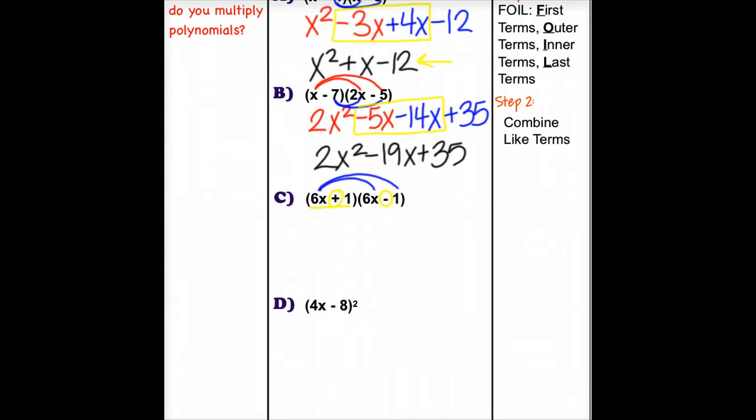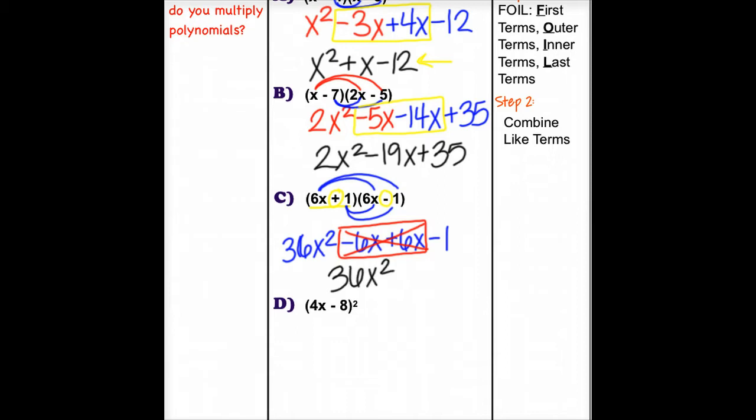6x times 6x is 36x squared. 6x times negative 1 is minus 6x. 1 times 6x is plus 6x. And 1 times negative 1 is negative 1. As you can see, when we look at our middle two terms to combine them, negative 6x plus 6x, these drop out, giving us 36x squared minus 1.